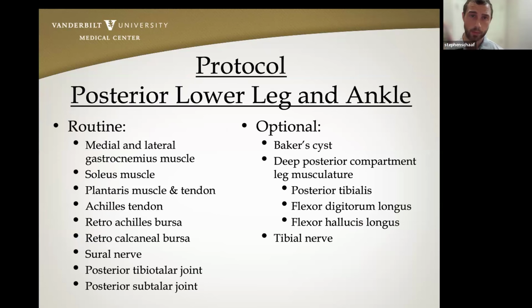And so the protocol that we're going to be using for patients coming in with tennis leg is really going to be following the posterior lower leg and ankle. And so through the AMSSM protocols, obviously this has been outlined.